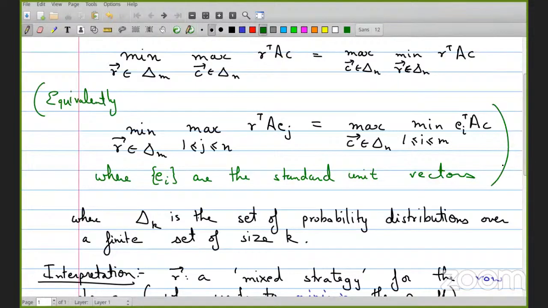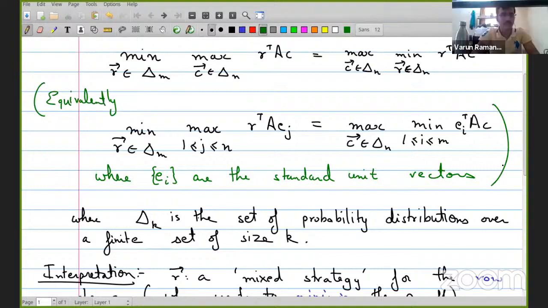So let's just look at the left hand side. I want to claim that this maximization over C can be replaced by just a maximization over unit vectors. Why is that? So fix any R, what happens? Just look at the left hand side first. So you want to show that the left hand side is equal to the left hand side. So fix an R. Is it true that the inner maximization?